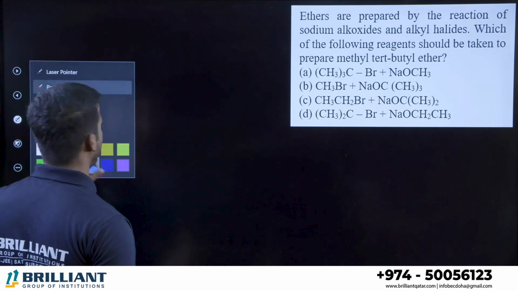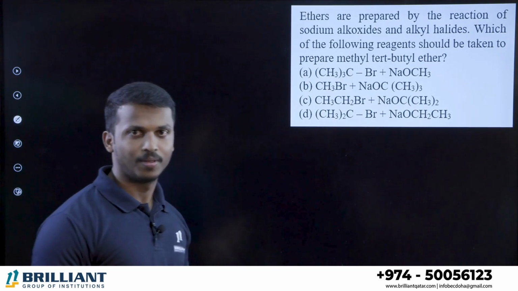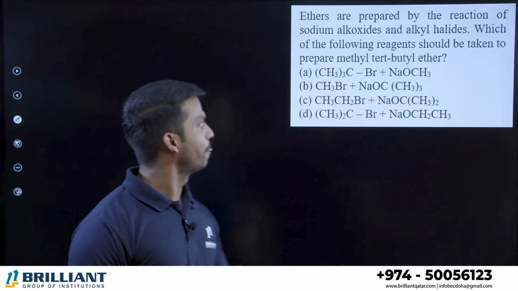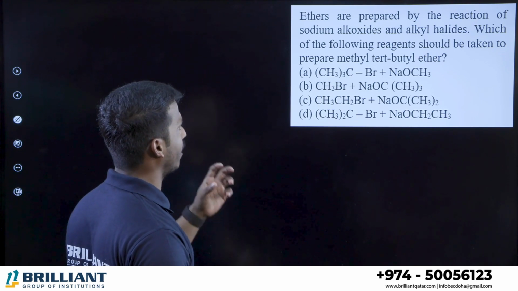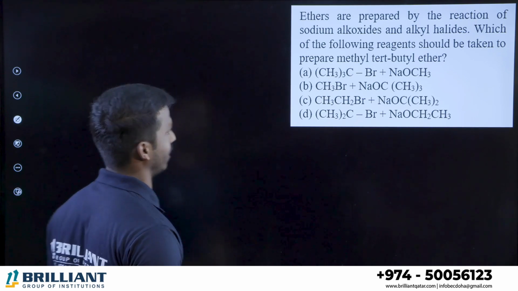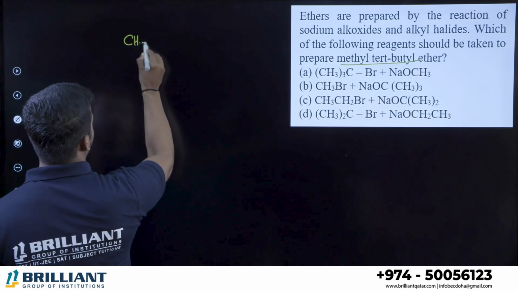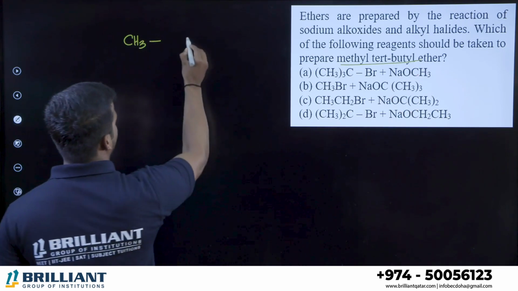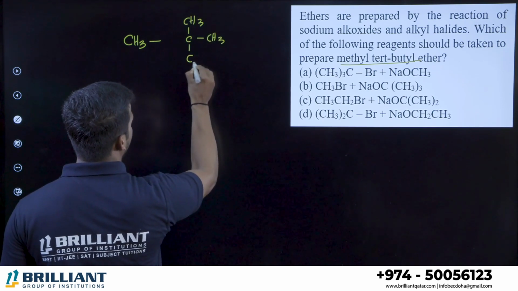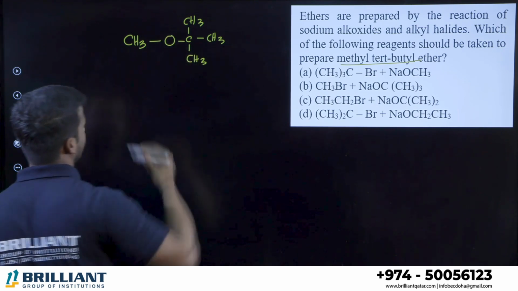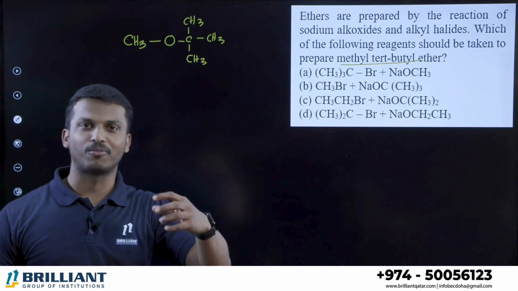Ethers are prepared by the reaction of sodium alkoxide and alkyl halide. That is called Williamson synthesis. Which of the following reagents should be taken to prepare methyl tert-butyl ether? What is actually your ether? Methyl, tert-butyl. What is tert-butyl? This is the one called tert-butyl, and there is an ether. This is the compound we have. If you want to get this ether, which reaction do we have to carry out?